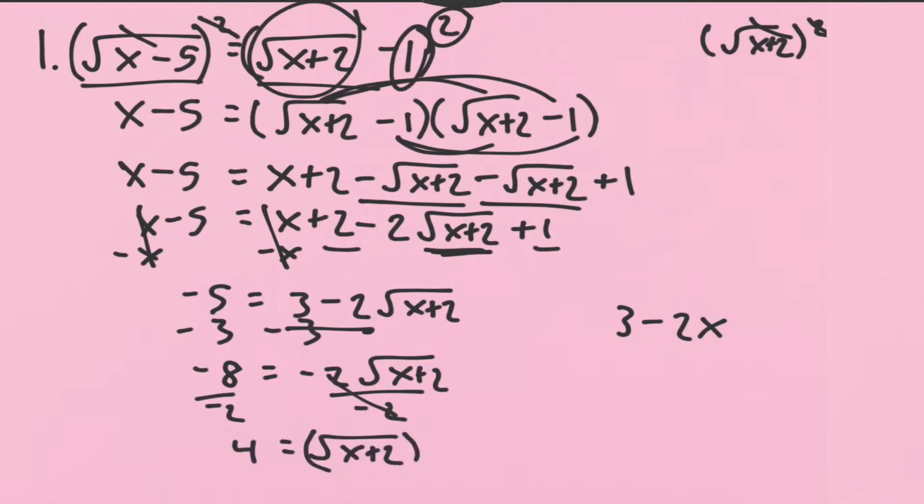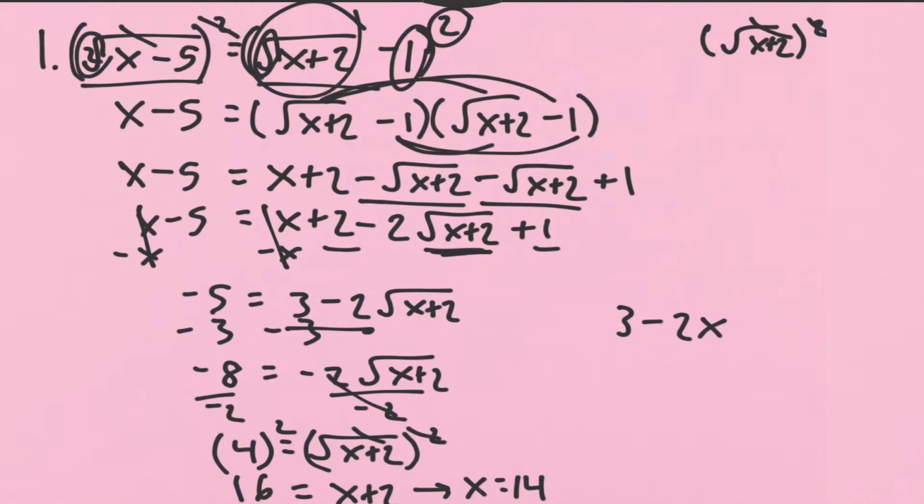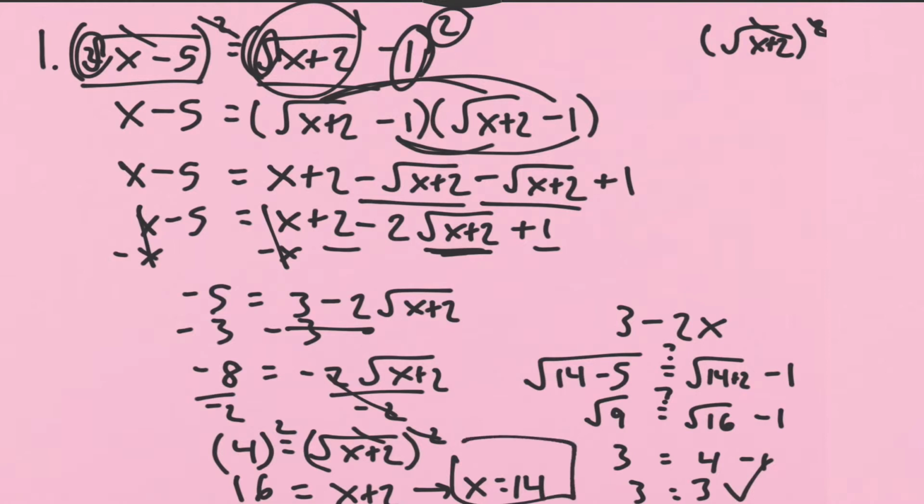Now the square root's by itself, so we can square both sides to get rid of it. So x equals 14. Then, because it was square roots, we need to check our answer and make sure that it works. So we have the square root of 14 minus 5. Does that equal the square root of 14 plus 2 minus 1? So yes, it does work, which means 14 is our answer.